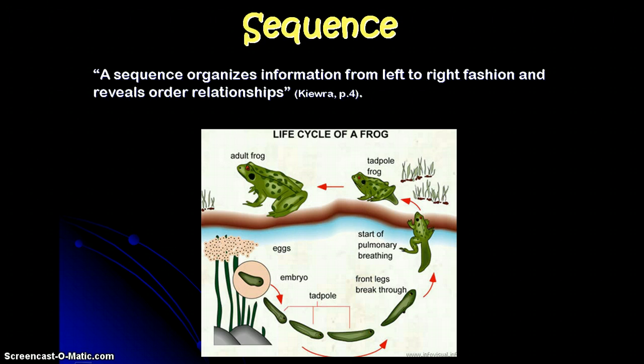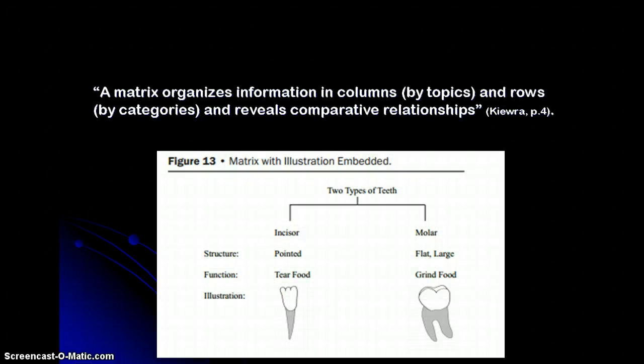Take a look at this sequence graphic organizer on the life cycle of a frog. It organizes the information from left to right fashion and reveals order relationships in the development of an egg into an adult frog. One thing that you should know about sequence graphic organizers is that they are very interesting because the cycle continues to repeat itself on and on and on.